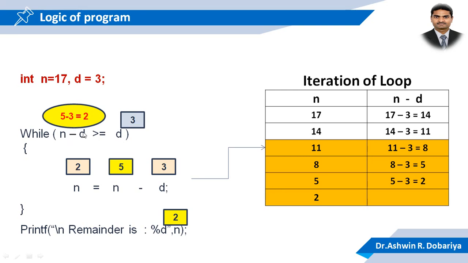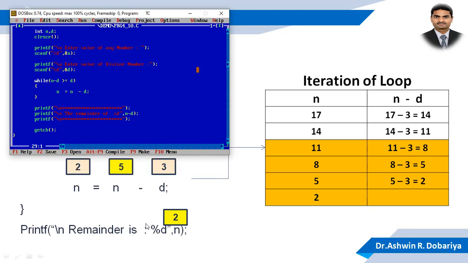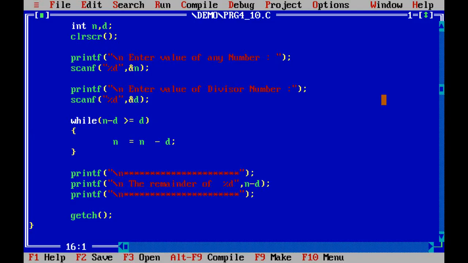So is 2 greater than or equal to d? No, this condition becomes false. So now whatever value of n, the last value of n is 2. So 2 is the answer. So in that way, friends, the loop will be executed. Let's see the program in Turbo C, then you can understand over here.